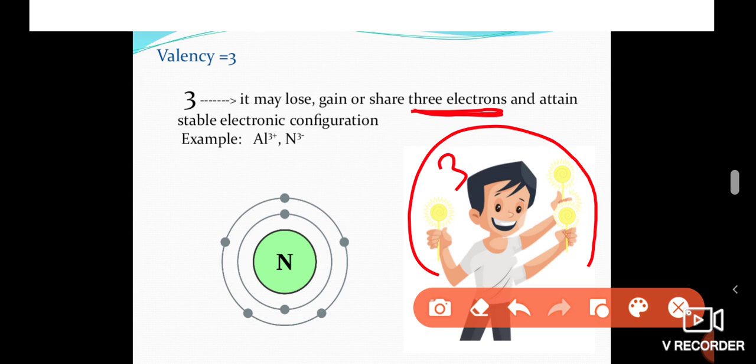Nitrogen is an example. In nitrogen, how many electrons are in the outermost shell? 1, 2, 3, 4, 5. Isn't it? So it has 5 electrons. For attaining octet electronic configuration, how many electrons does it need? It still needs 3 electrons. So the nitrogen atom receives 3 electrons from some other atoms. So it gains 3 electrons, and its combining power is 3. Okay, understood, children?